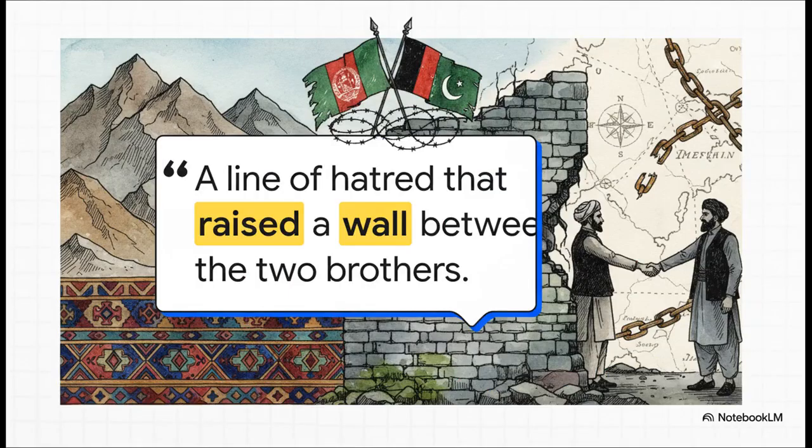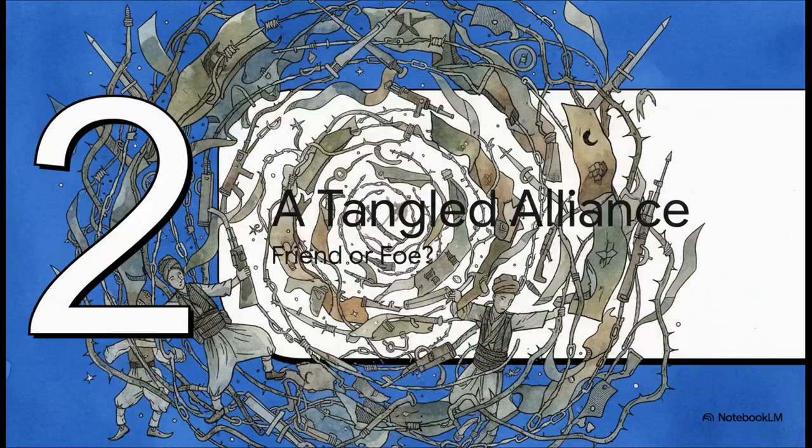This quote from former Afghan President Hamid Karzai just perfectly captures the feeling here. This isn't just about geography. For so many Afghans, it's a symbol of division, of injustice, a line of hatred. Now, let's fast forward, because that historical grievance is now dangerously tangled up in a whole web of militant groups. And to make it even more confusing, a lot of them have similar names but completely different goals.